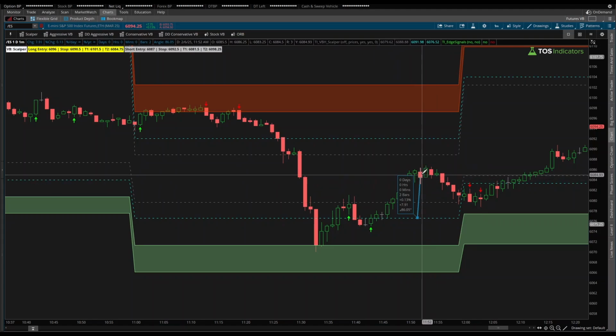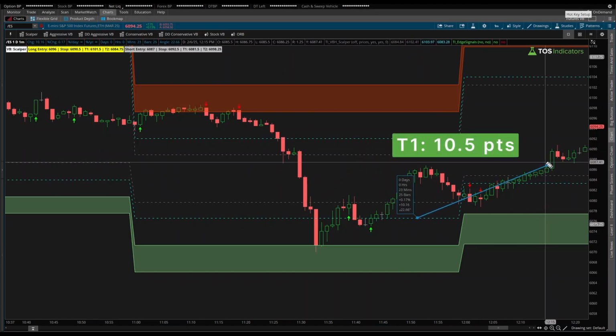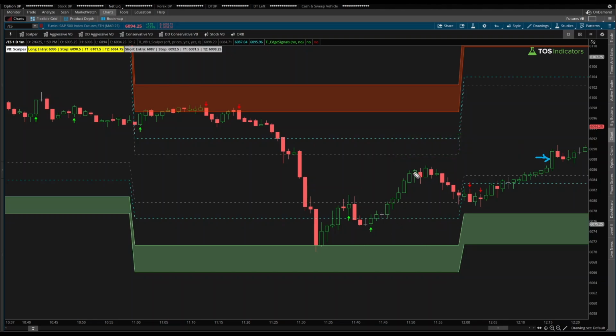So we fell shy in this first leg up, but it's in the second leg up that we actually hit our T1 in this big green candle. Now T1 is the same 10.5 that we risk. So if I were to draw this out here, 10.5 and 10.5, that's our risk and that's our first target. It's a 1-to-1 risk to reward ratio.